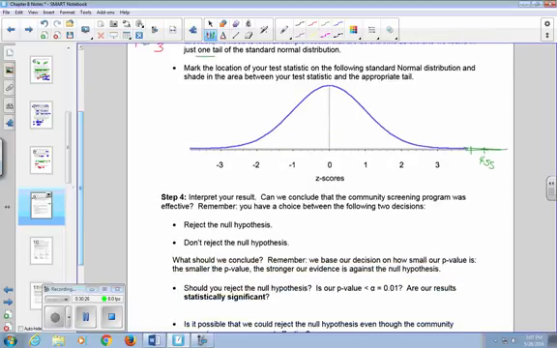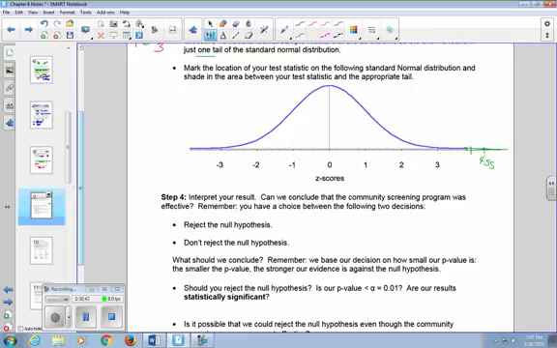Now we can interpret our results. Can we conclude that the community screening program was effective? Remember, you have to make a choice between the following two decisions: one, reject the null hypothesis, or two, don't reject the null hypothesis. So what should we conclude?